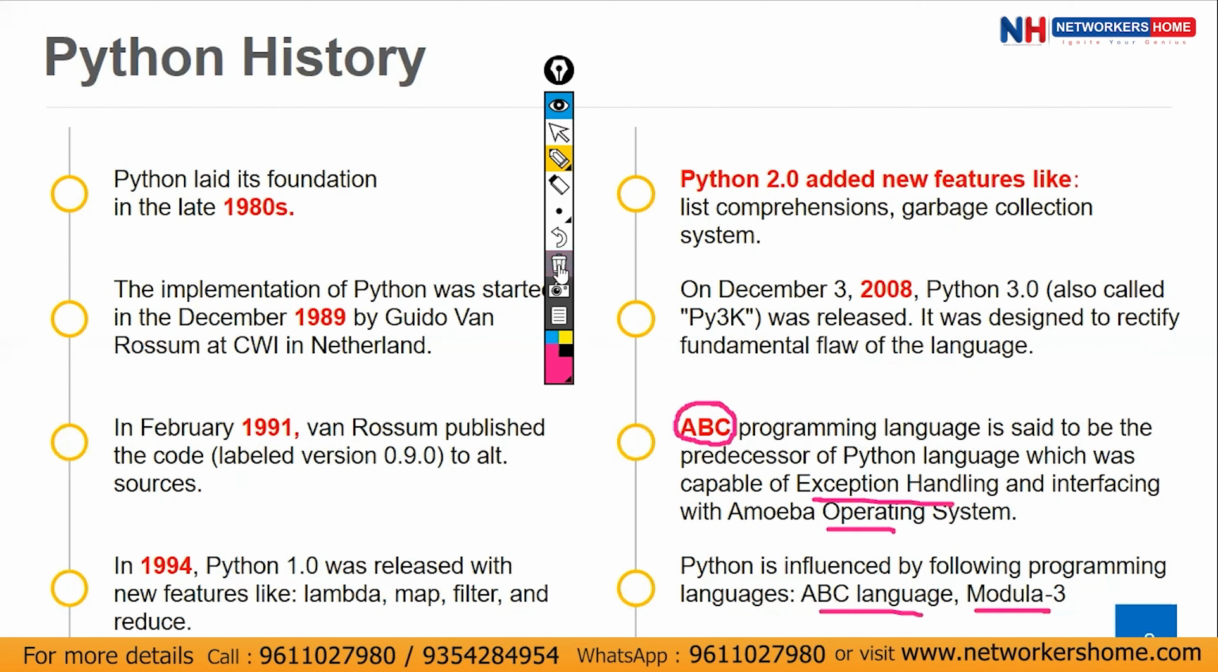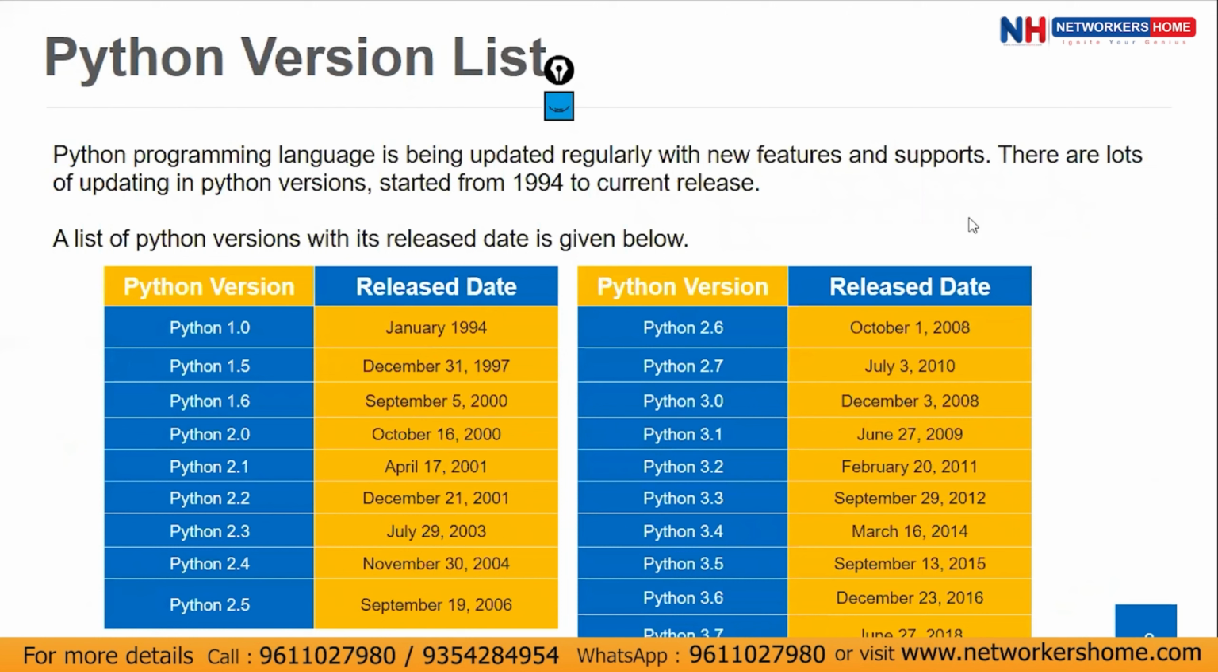Okay, so you can see there are three versions of Python: 1.0 in 1994, then 2.0 came, and then on December 3rd, 2008, they came with Python version 3.0. So now, in 2021, almost 13 years back, they launched the 3.0 version of Python. And the 3.0 version is still going on.